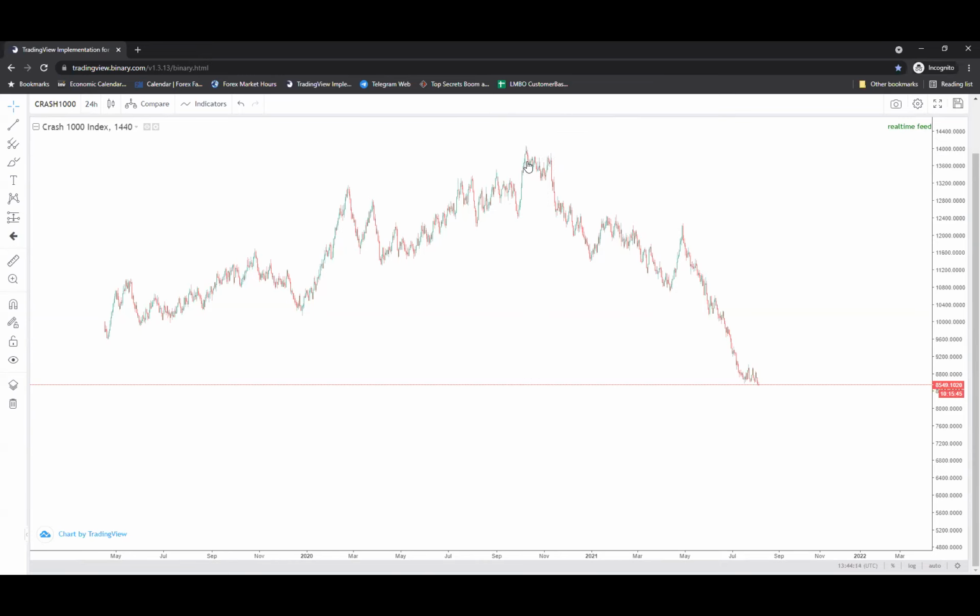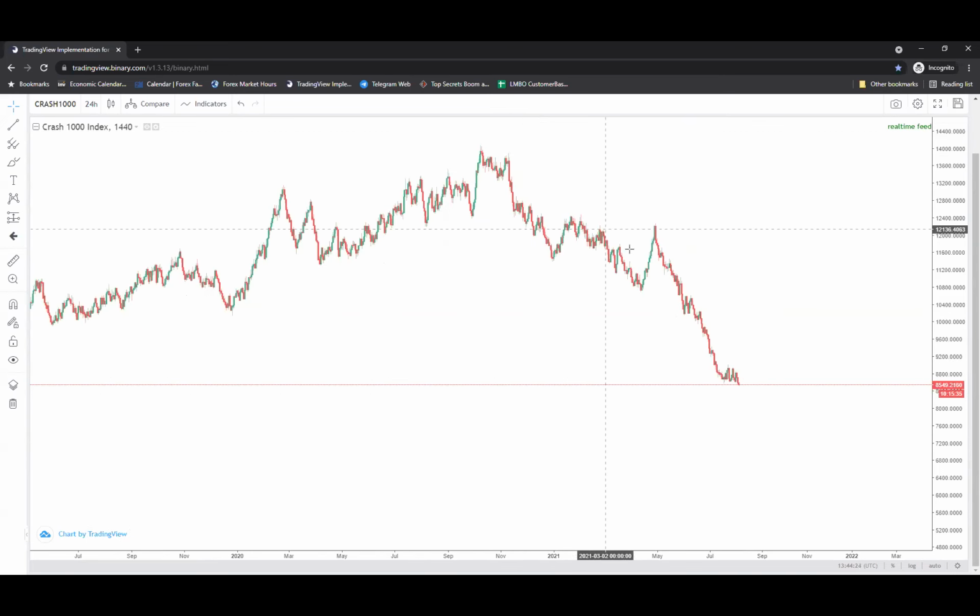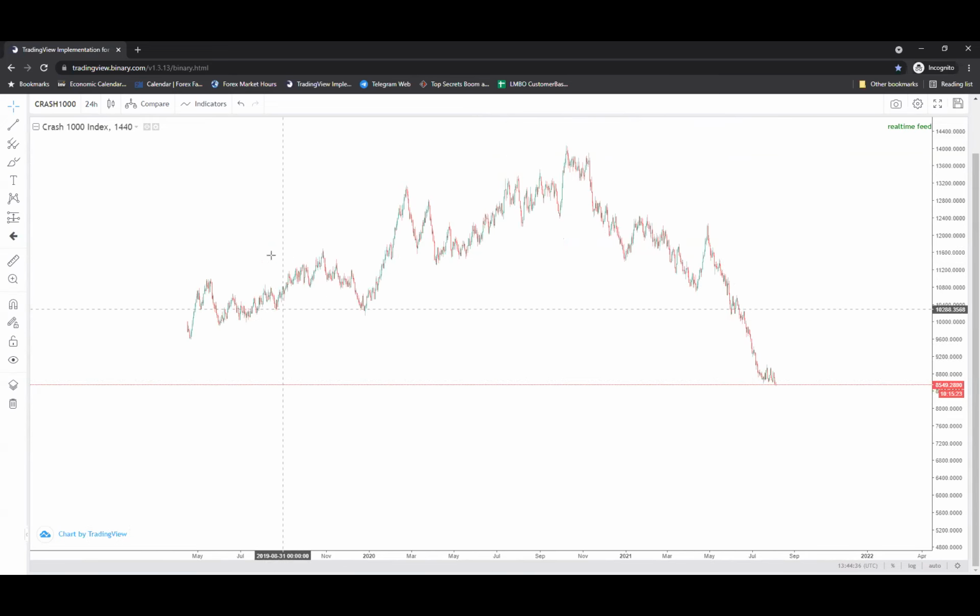Okay, 10th of 2020, the Crash 1000 started to fall, and since then it is constantly falling. It had two bigger pullbacks. Other than that, you don't have any bigger pullbacks. You can see that. This is the market range of 24 hours.